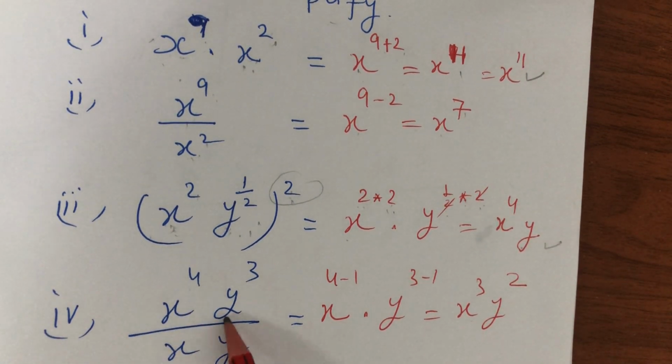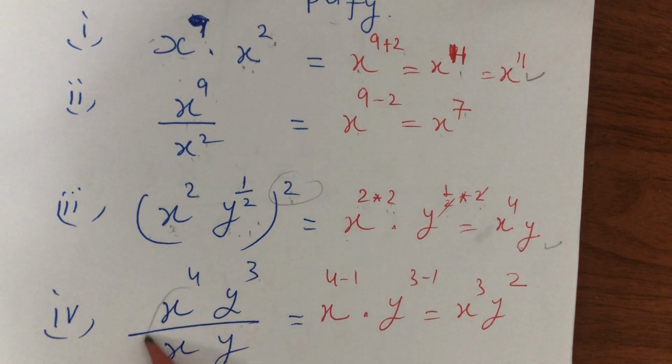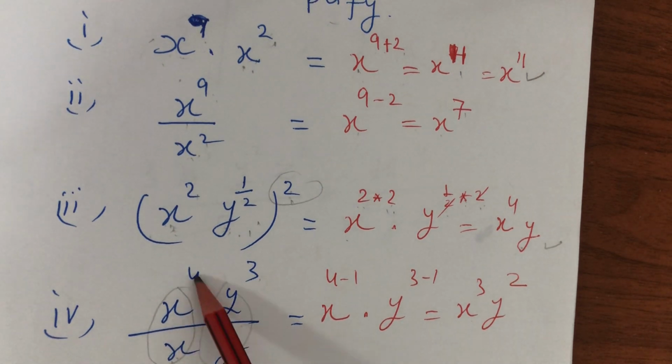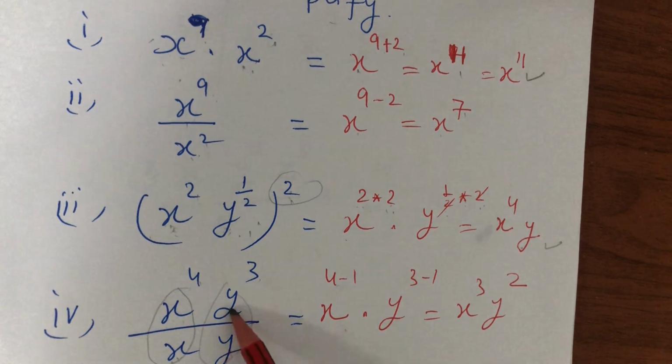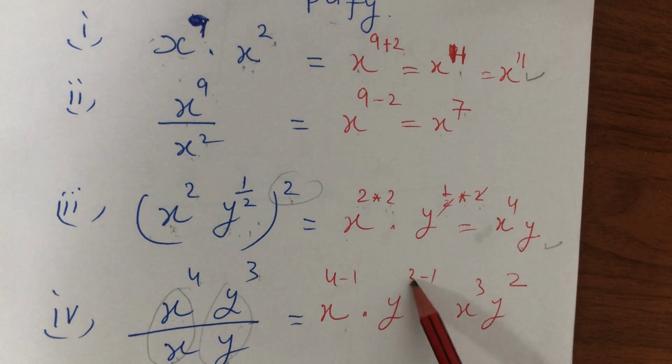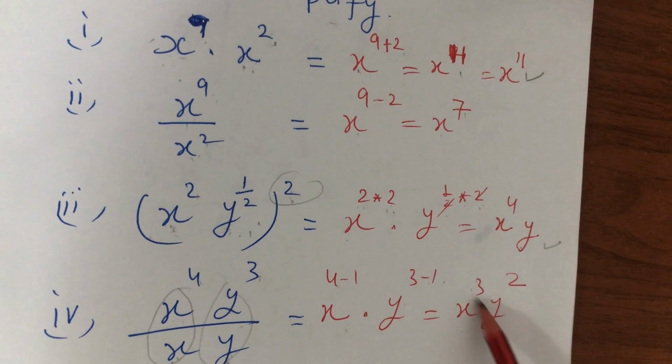Here see, x power 4, y power 3 divided by x, y. Same bases will be collected. x, x, y, y. x power 4, this is my x power 1, so x power 4 minus 1. This y power 3, y power 1, so y power 3 minus 1. X power 3, y power 2. Okay.